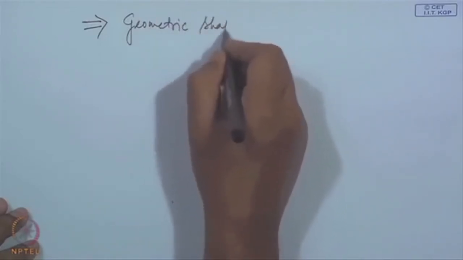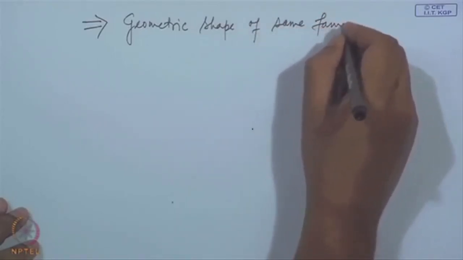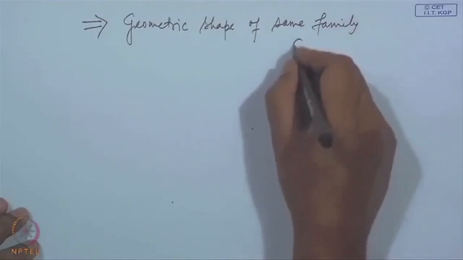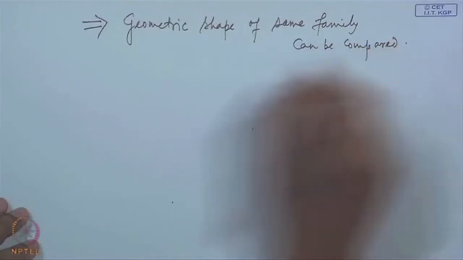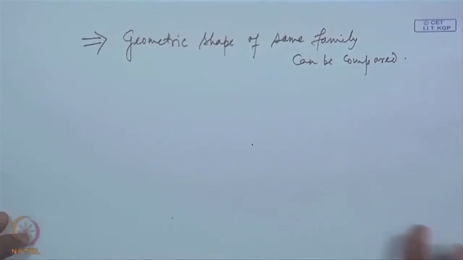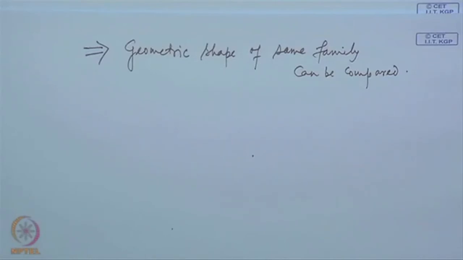Geometric shapes of same family can be compared. That is an example. If we are considering NACA 4-digit airfoils, NACA followed by 4 digits, they can be compared because they belong to the same family, but they cannot be compared with any supercritical airfoils or any airfoils of 6 series.